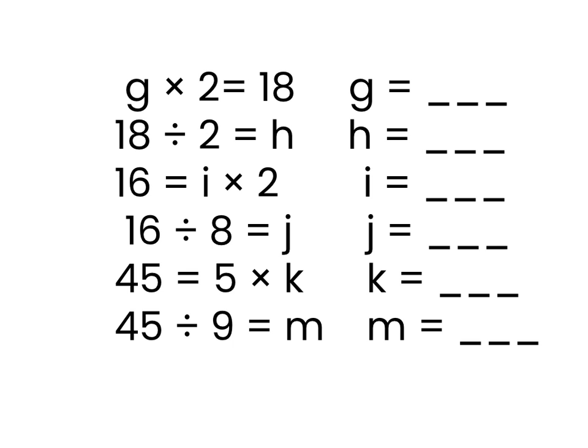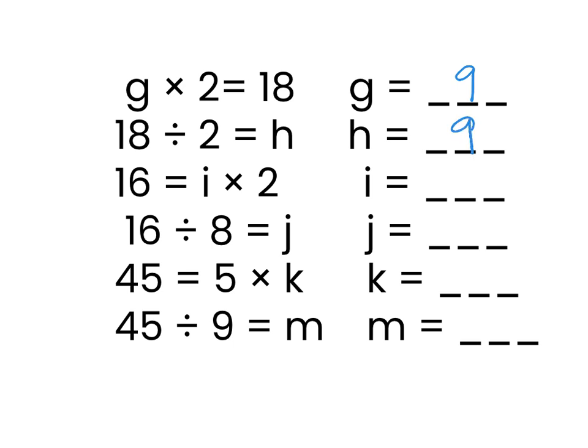We've got one more page of this. We're looking at G times 2 equals 18. So G would be, well, 9 times 2 equals 18. 18 divided by 2 equals H, and H equals 9.